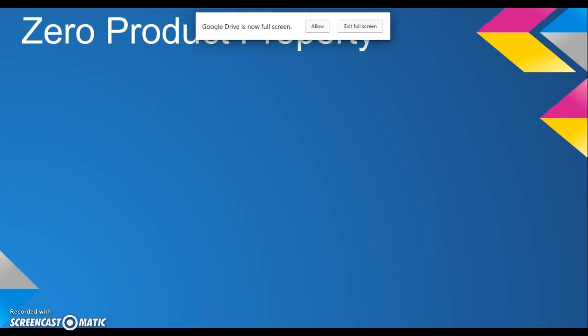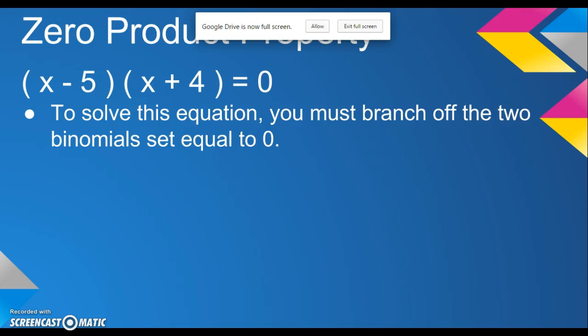Now, the zero product property is one of the key components of factoring. Let's take an example here: x minus 5 and x plus 4. Those are the binomials that are set equal to 0. To solve this equation, you have to branch off the two binomials set equal to 0. This is kind of like an absolute value equation, where something is equal to plus something and something is equal to minus something, except it's a little different this time because you're branching off the binomials themselves.